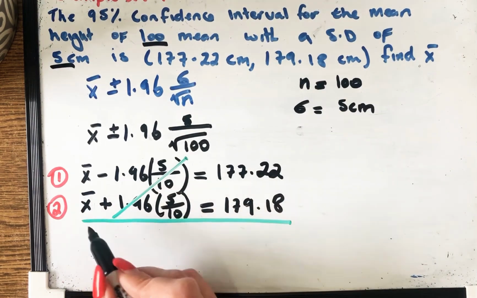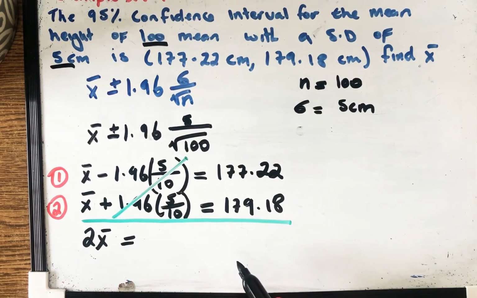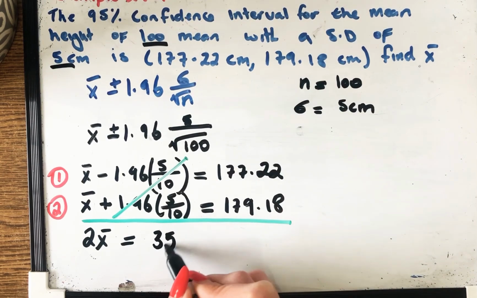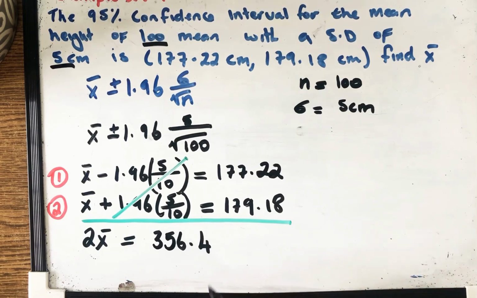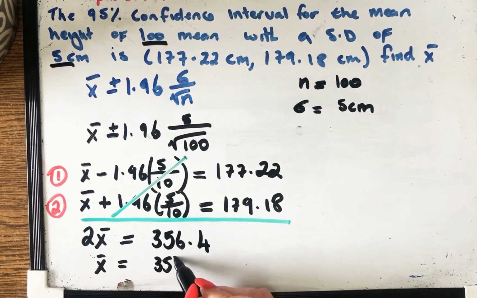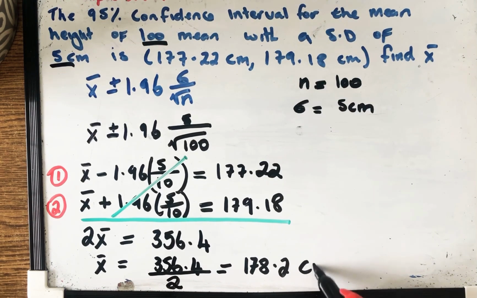So let's add our two x bars together. x bar plus x bar, in this case, will be 2 x bar. And if we add our numbers together, we get 356.4. So then to get a value for the x bar, let's divide by 2. All divided by 2. So the value for our x bar in this question is 178.2 centimeters.